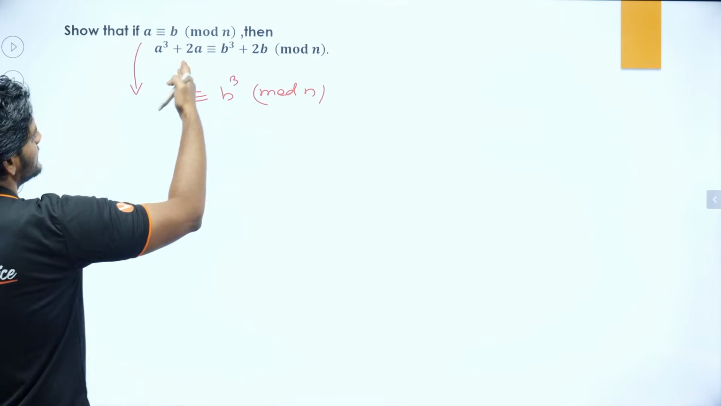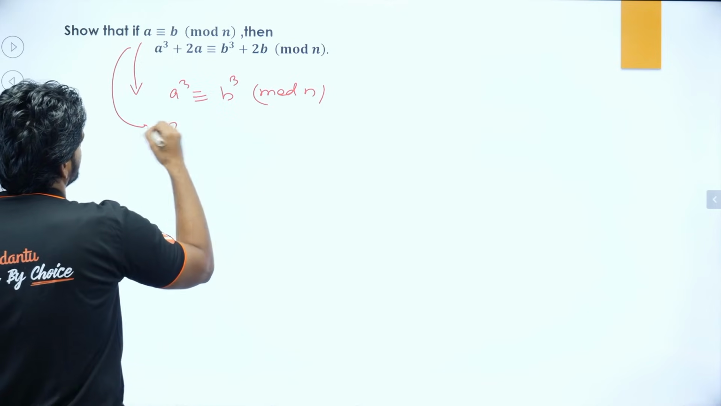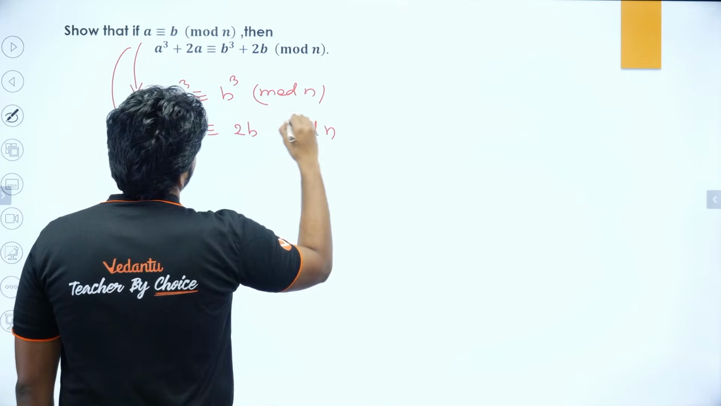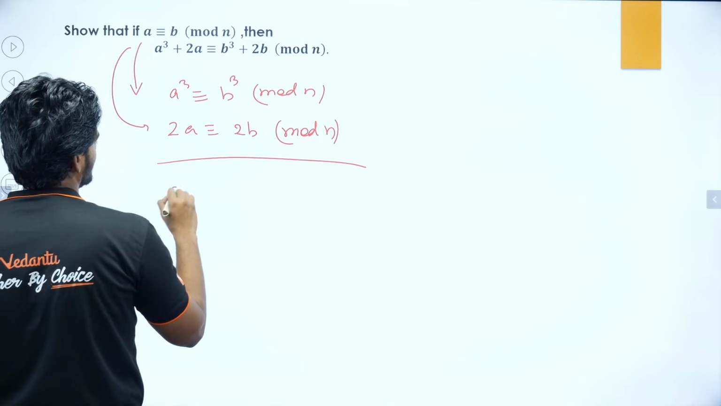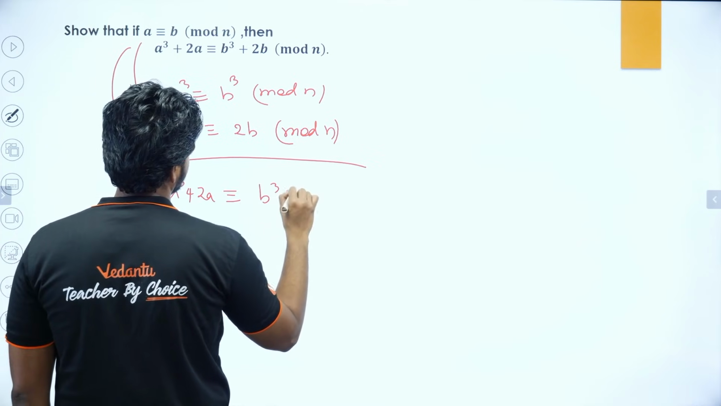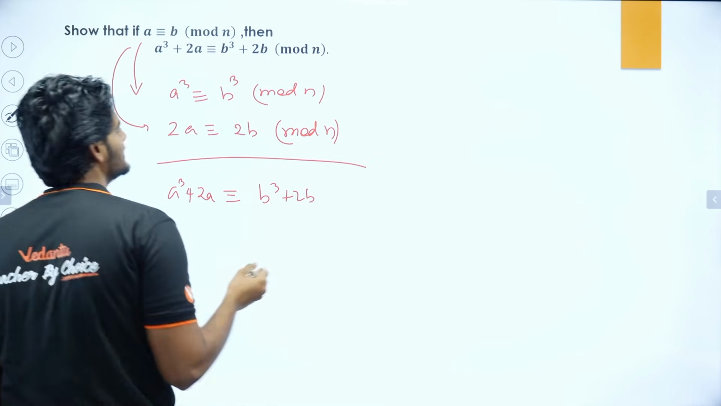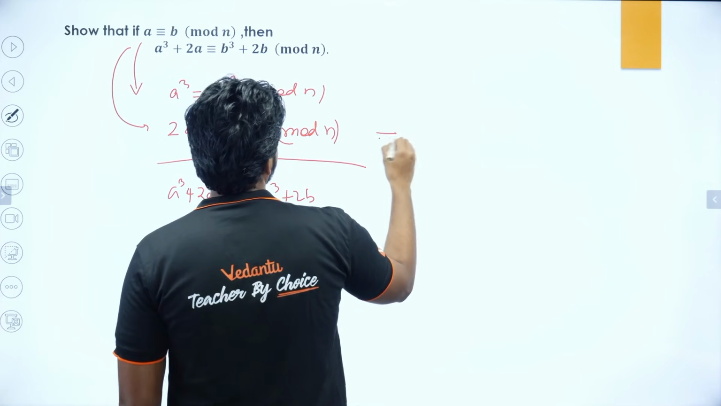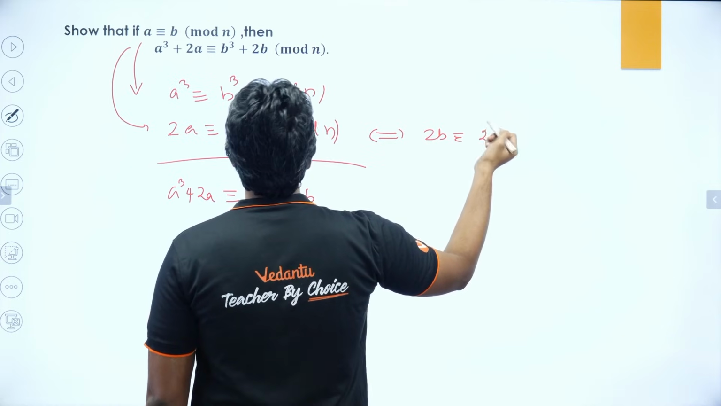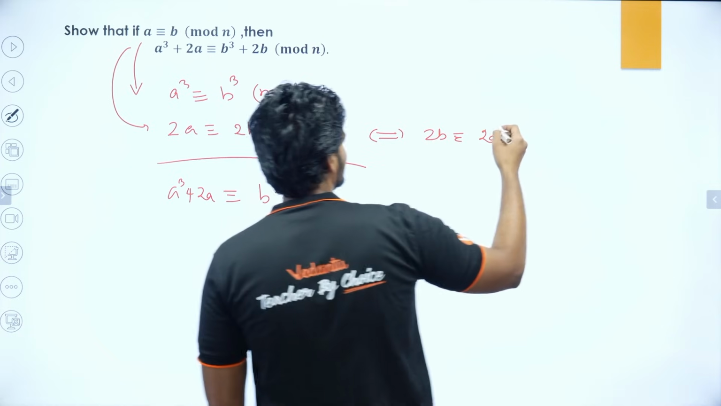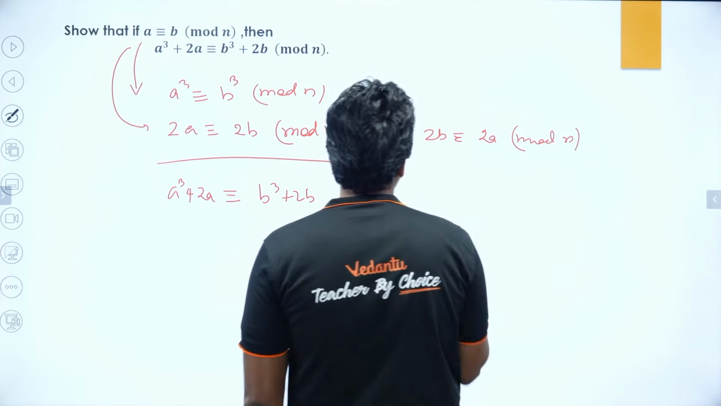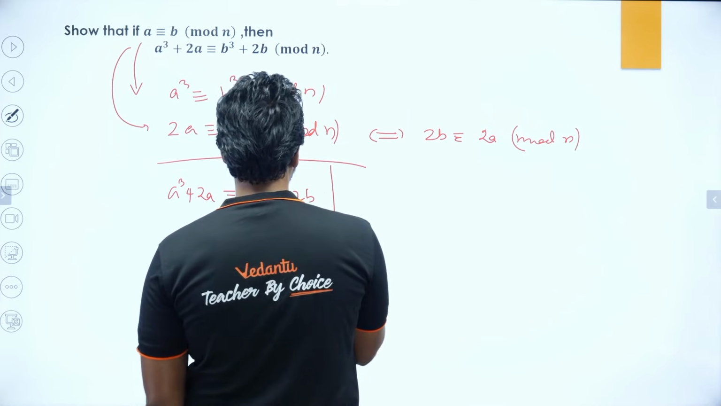And if a is congruent to b, then 2a is congruent to 2b. You just add them. It is just a cube plus 2a is congruent. You can in fact reverse the order. This is also equivalent to saying 2b is congruent to 2a, right? Mod n. So you can actually say this is mod n.